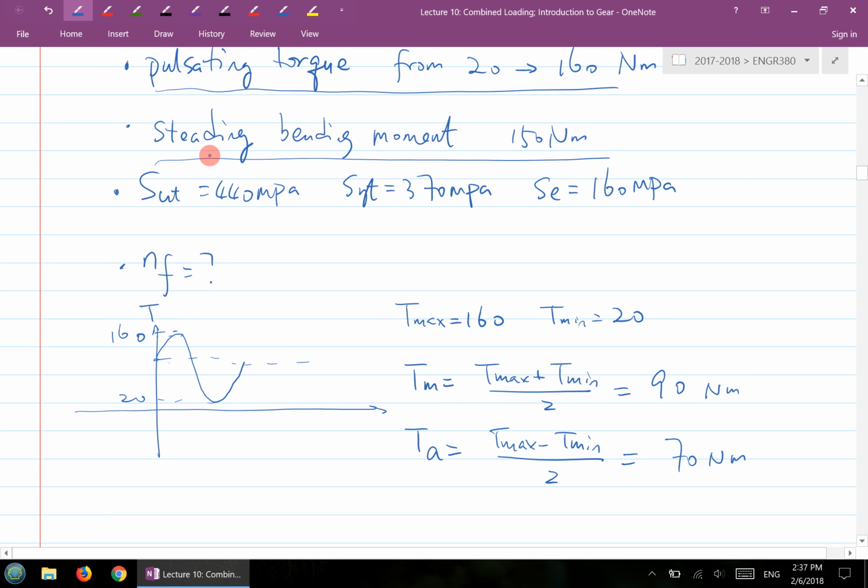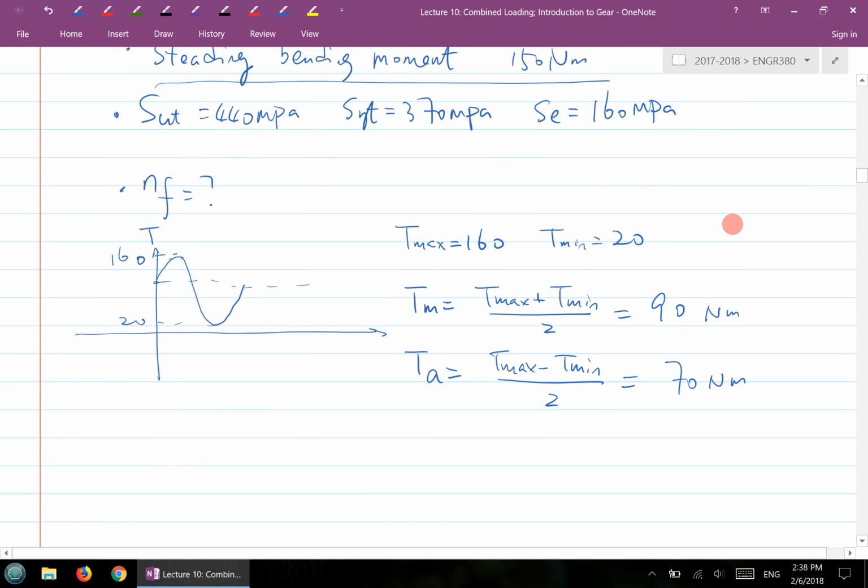Second statement, steady bending moment. The bending moment is applied as a steady 150 newton meter. So basically, what does it mean? The amplitude of the bending moment Ma will equal 0, and the mean value of the bending moment Mm will equal 150 newton meter. So you have Tm, Ta, and Mm, but we don't have Ma here.